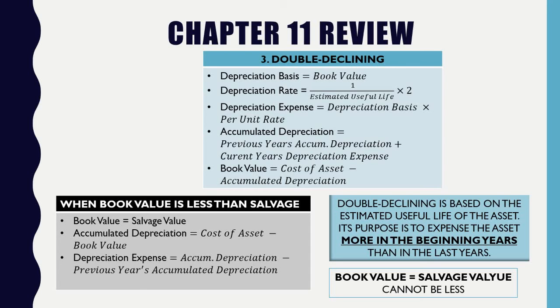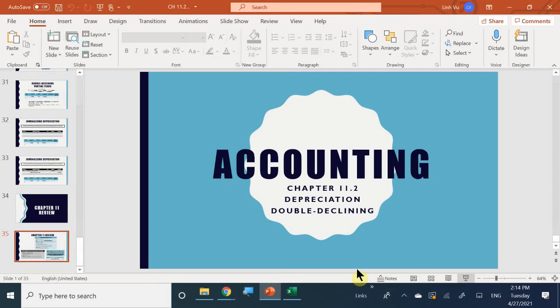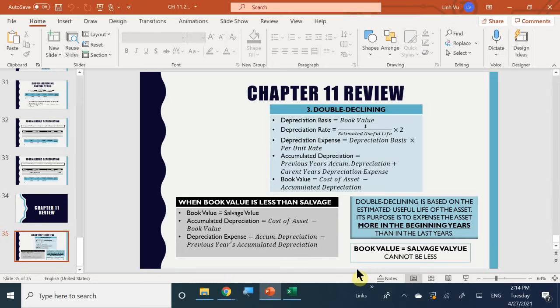All right, and the one rule here that we need to know is your book value must always be equal to your salvage value. All right? Any questions in regards to chapter 11.2?